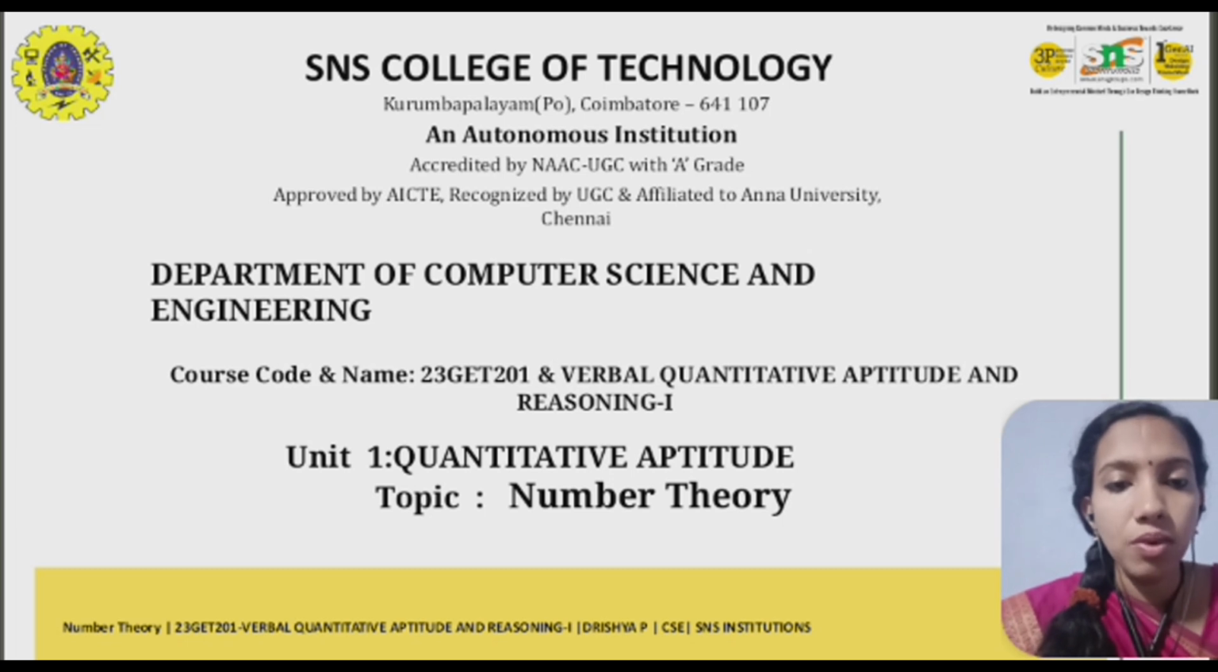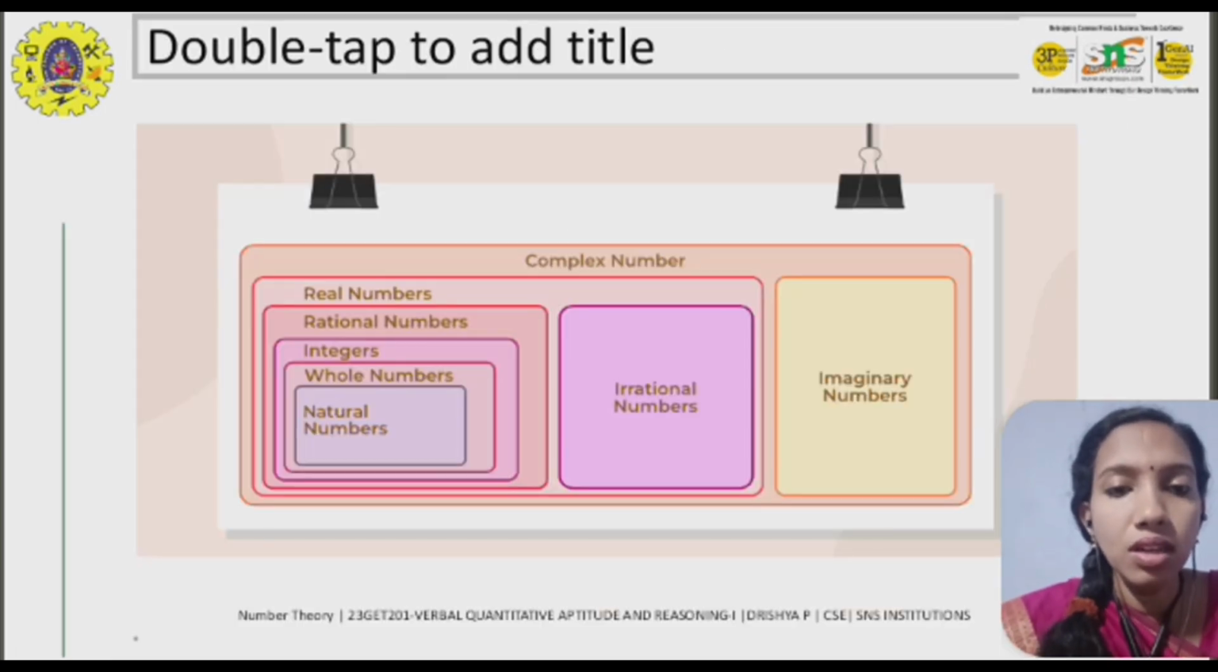We are discussing the VQAR topics, the quantitative topic in quantitative aptitude, number theory part. This is the third part of number theory. We already discussed the types of numbers, how to find the numbers, and what the sequence and series are. This is the whole number types we already discussed.